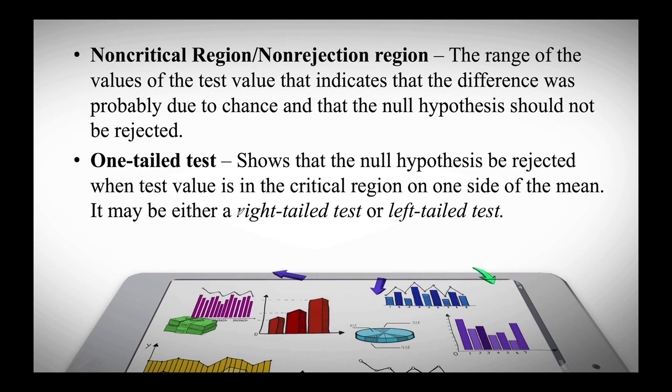So, non-critical region, also known as non-rejection region, this is the range of the values of the test value that indicates that the difference was probably due to chance and that the null hypothesis should not be rejected. So, kapag pumatak dito sa non-rejection region or sa non-critical region yung ating computed value, this is now the conclusion na ilalagay natin that the null hypothesis is actually failed to reject.